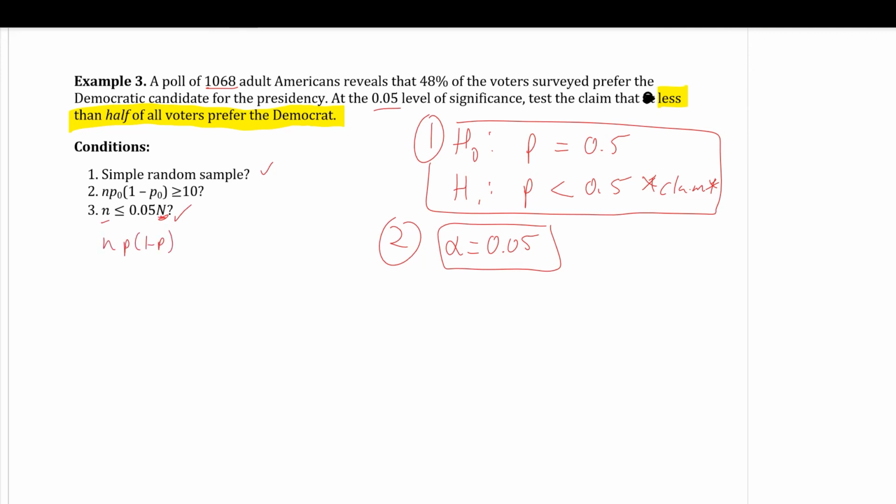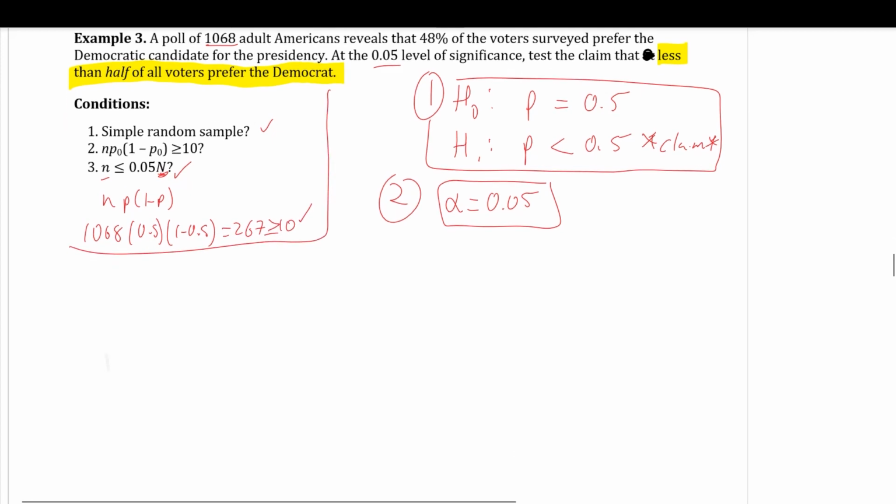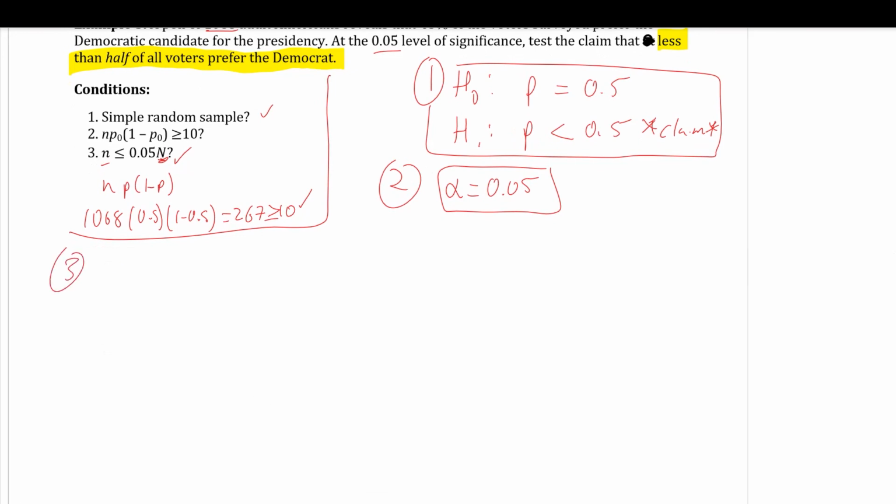So let's go ahead and do that. np times 1 minus p. Let's see if that's greater than 10. Most likely it is. As long as that n is pretty large, then we most likely will get this. 1068 times 0.5 times 1 minus 0.5, which is 267, which is definitely greater than 10. Okay, so the conditions were met. So this definitely follows a normal distribution. All right, so step 3, we're going to come up with our test stat. Our test stat is that z equals p hat minus p. Again, we're taking the difference between what we see from our data and what we suppose is true from the null hypothesis.